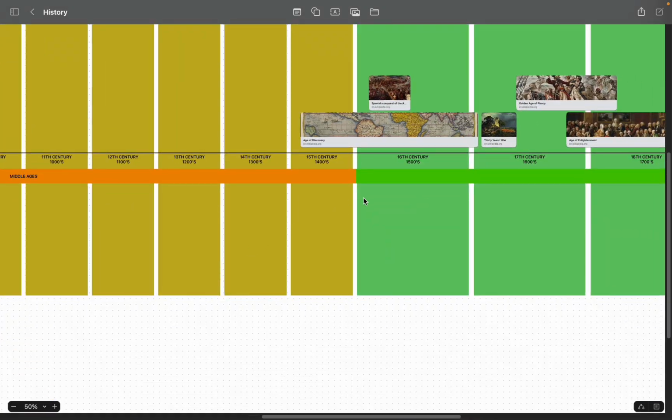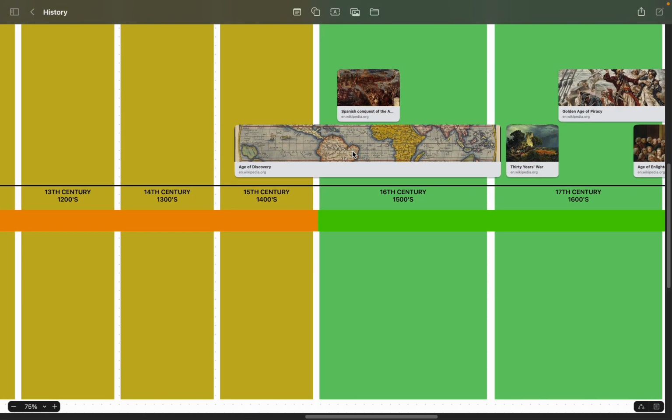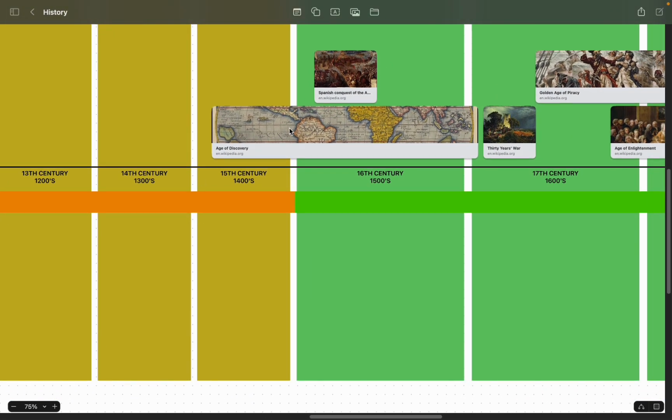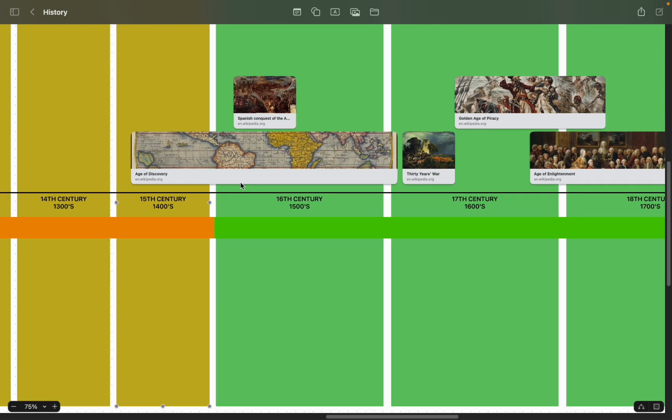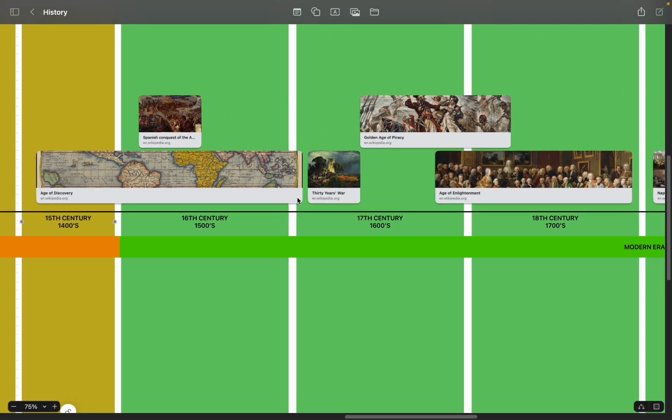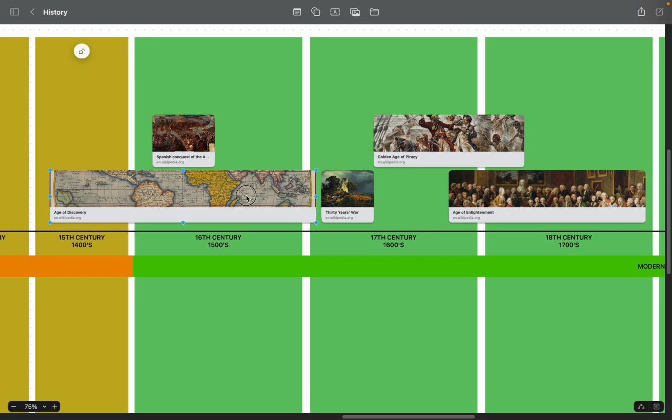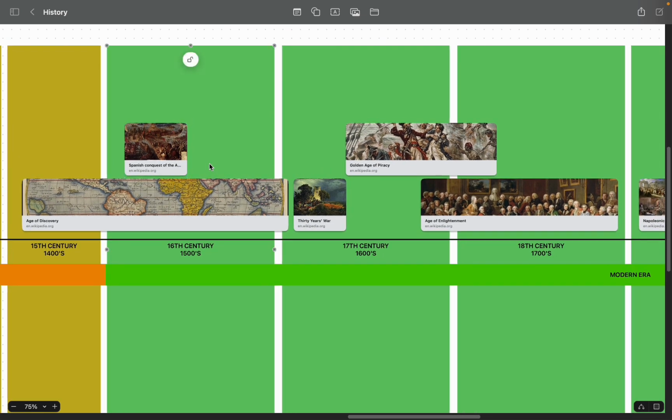Each one of these little boxes here is a link to a Wikipedia page. So for example, starting in the 15th century, bridging the entire 16th century all the way to the beginning of the 17th century, we have this Age of Discovery. And if I click it, it opens up the Wikipedia page. Within it, we have the Spanish conquest of the Aztecs, which we talked about this week. I think this morning was an episode about that.